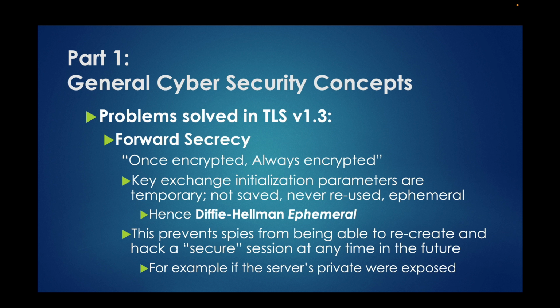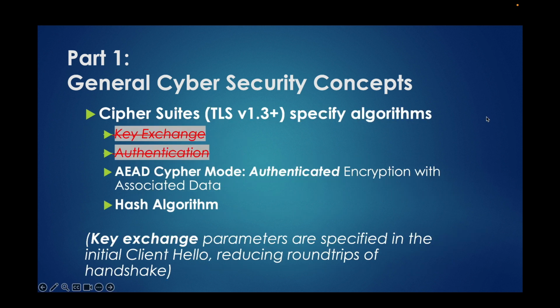TLS version 1.3 also enforces forward secrecy. What this means is that a spy cannot record a session today and then hack it later after, for example, a private key becomes compromised. By making all of the key exchange parameters temporary, volatile, not saved, never reused, which is to say ephemeral, 1.3 forecloses on this possibility. The key exchange and authentication fields of the Cypher suite are eliminated in version 1.3 as redundant. Diffie-Hellman Ephemeral is assumed for the key exchange algorithm and therefore doesn't need to be negotiated.